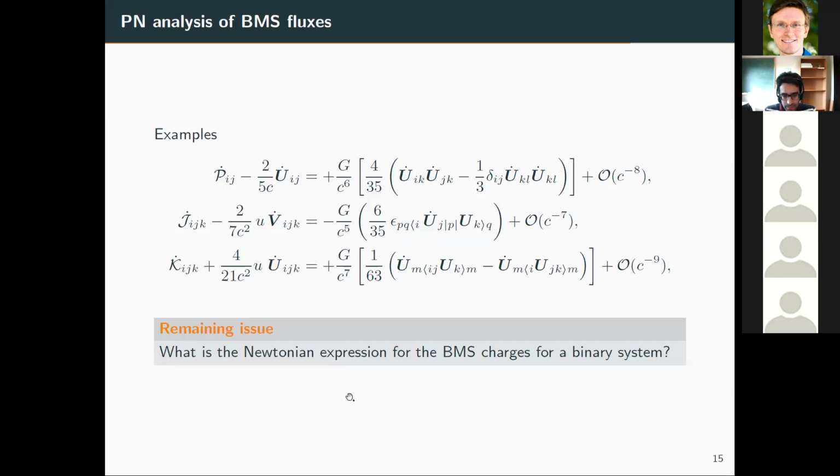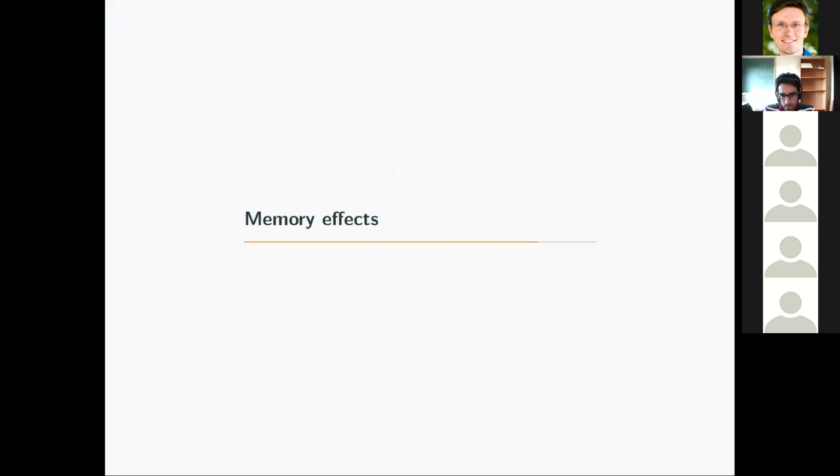So as I said, the critical point is to relate the BMS charges to the source. And for Poincaré charges, we know how to do this. We use our physical intuition to do that. But for higher BMS charges, we still don't know how to relate the asymptotic expression to the source. And this is the remaining part of this project.